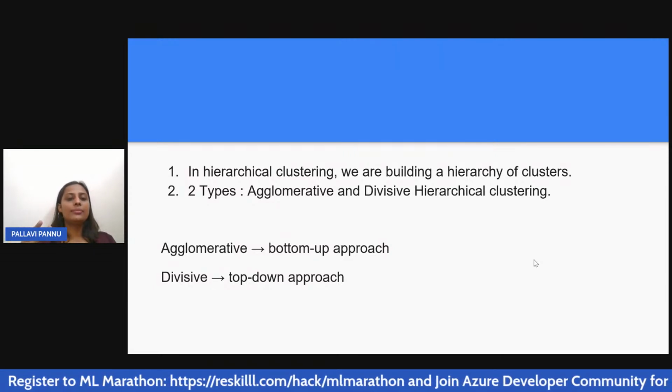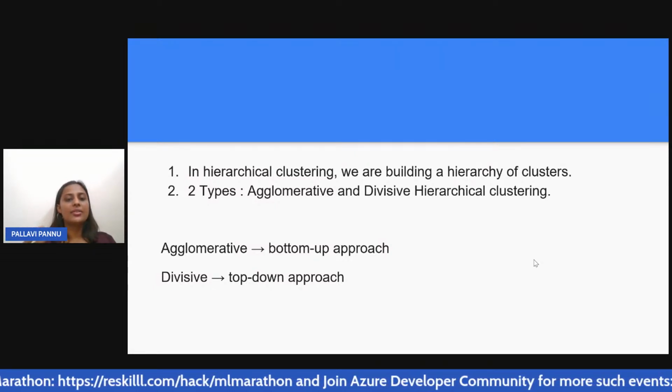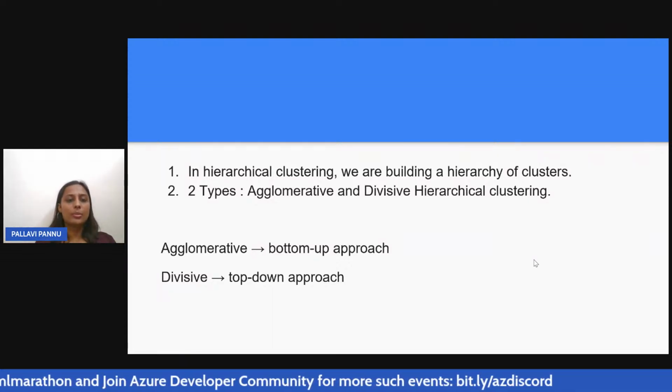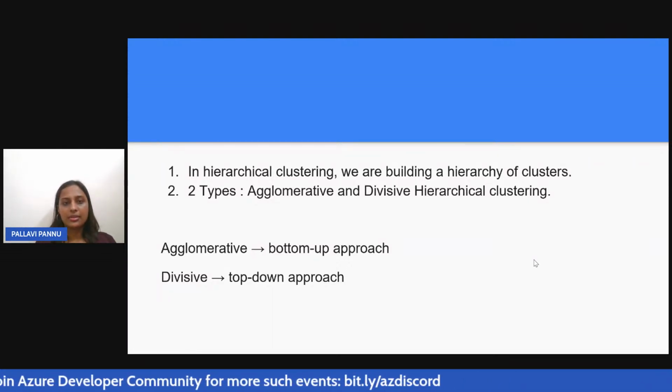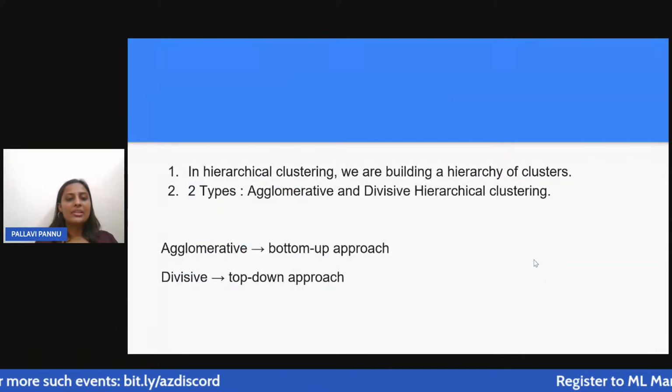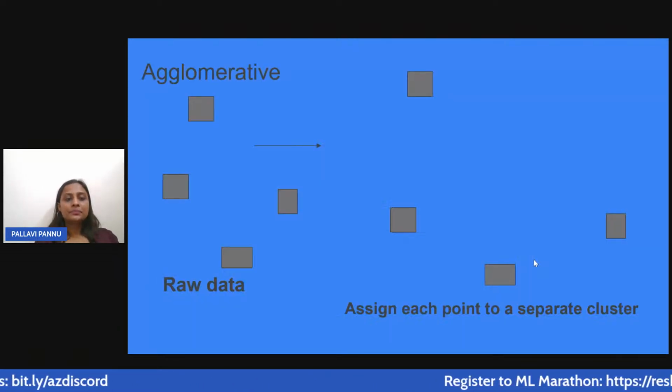And there are two types of hierarchical clustering: agglomerative and divisive. One is top down and the other is bottom up. This you have to remember. That's it. Now let's go to agglomerative. Agglomerative means it's a bottom-up approach.